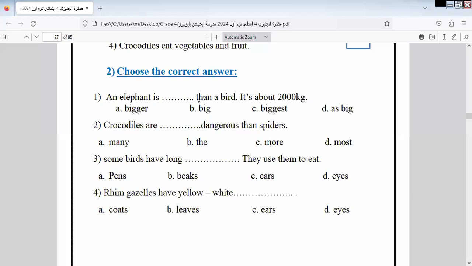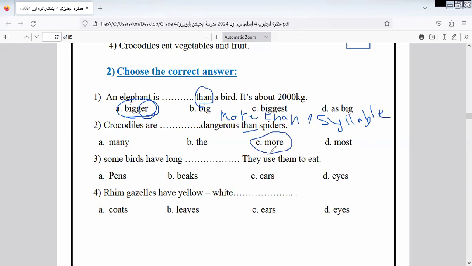An elephant is space than a bird. So here we have "than". So the answer will be what? It must be the adjective plus "er". The adjective must add "er", so the answer will be bigger than. Here we have the crocodiles have than. So can we use "er" in this adjective? No, because this adjective is more than one syllable. So the answer will be "more" plus adjective plus "than".